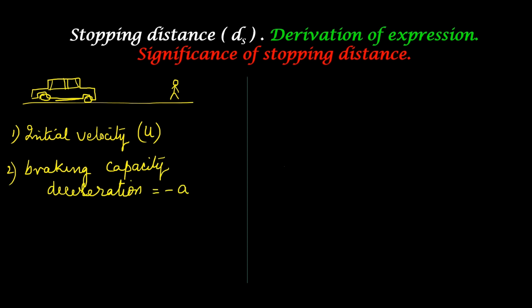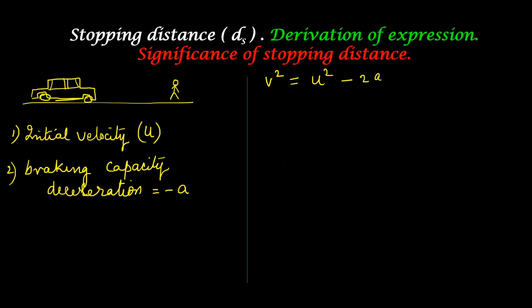What is the significance of stopping distance? Stopping distance is primarily concerned with preventing road accidents. So it is associated with road safety. So it's very important. In order to understand its significance better, we will first derive an expression for calculating stopping distance. We will derive it from the kinematic equation v square is equal to u square plus 2as.